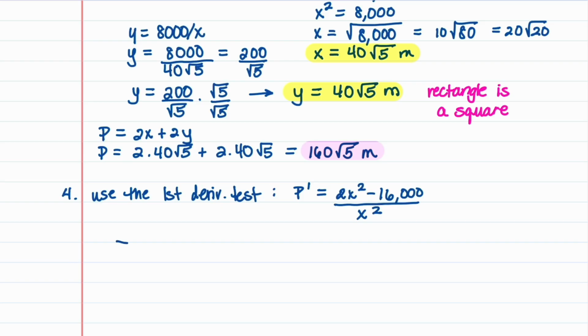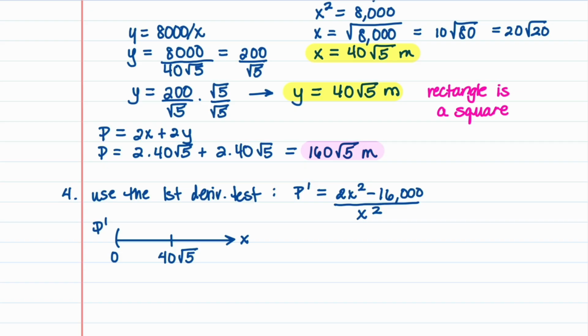To do our first derivative test, I'm going to put a number line, and this is going to be x. Let's indicate that x starts at 0 but is not equal to 0. And let's put our critical point on here, which is 40 square root of 5. Now what we have to do is find the value of p prime to the left and right of this point.